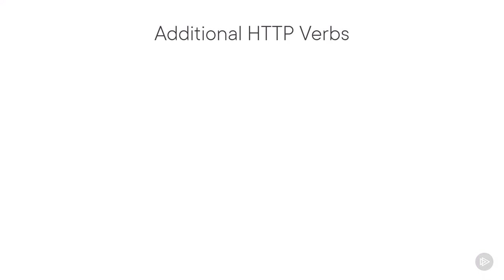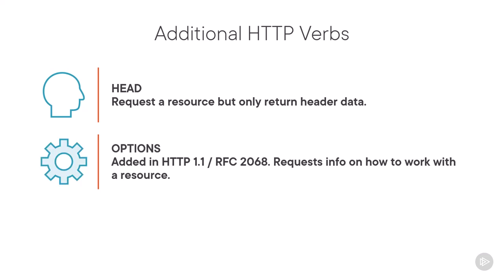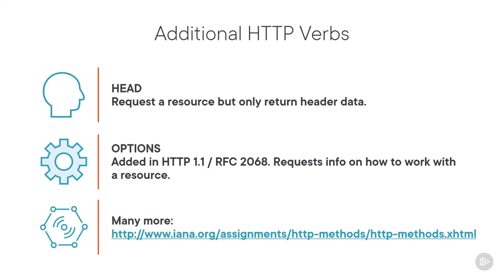Another occasionally used verb for web APIs is head, which is used to return just header data for a resource and can improve performance by preventing the need to return the entire resource. The options verb can also be useful as it provides a lightweight way to get information from the server about the kinds of requests the server supports. There are many more verbs, but these 7 are the main ones used for building and consuming web APIs. IANA defines at least 39 different verbs in its method registry, if you're interested in learning more.